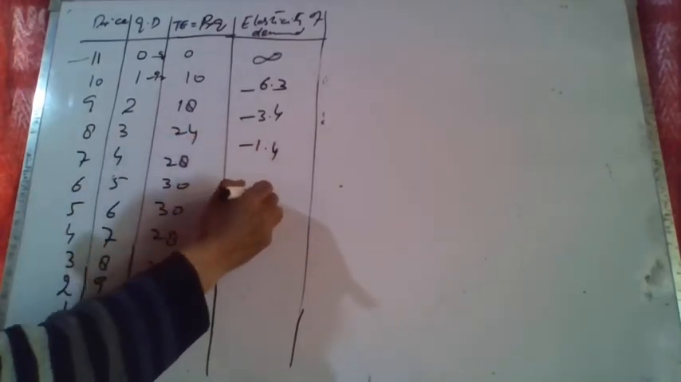When price is 10, quantity demanded 1, and price changes from 10 to 9, quantity demanded from 1 to 2, we get the elasticity of demand minus 6.3. Then we have minus 3.4. Then we have minus 1.4. Then we have 1.